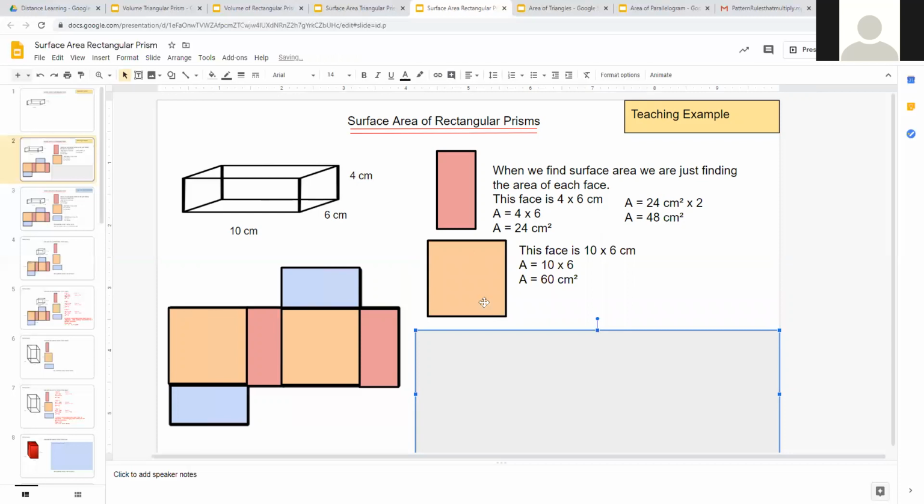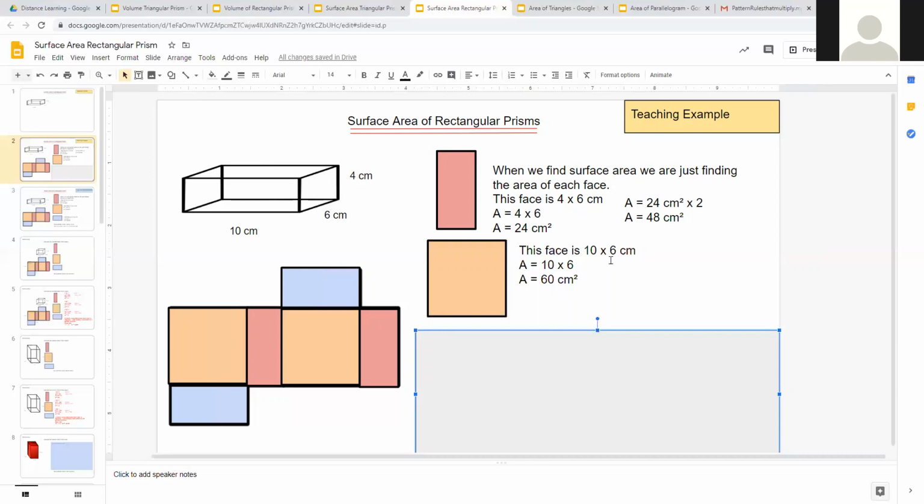And I do suggest that when you're starting to do surface area, you draw out each face and then put your calculations beside it. That will help you really figure out how you're doing things and it will also help show your work without you having to explain a whole lot.